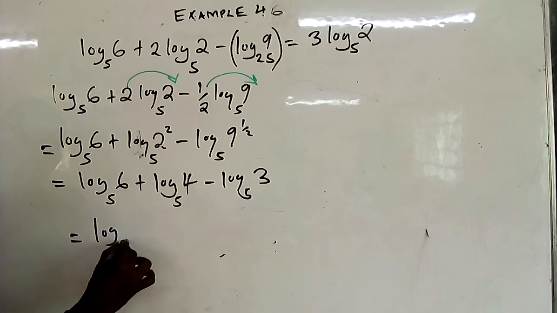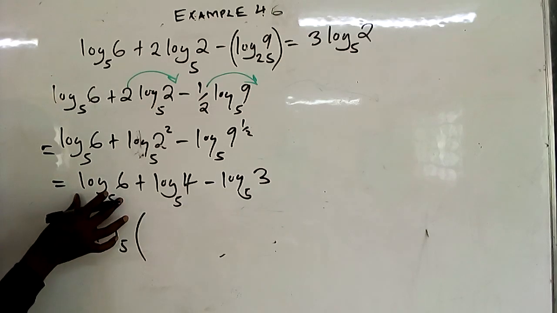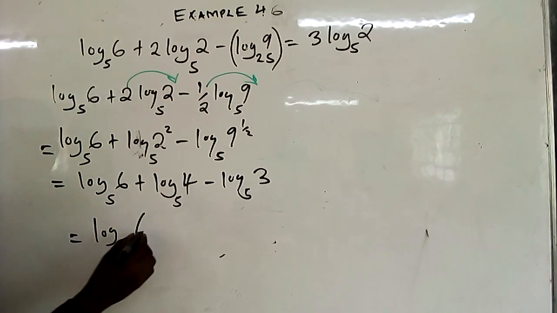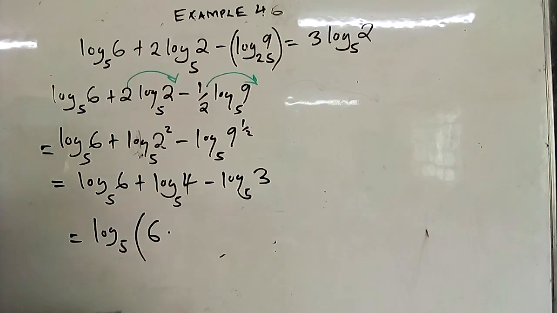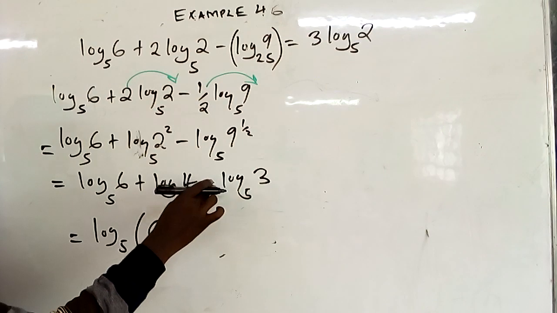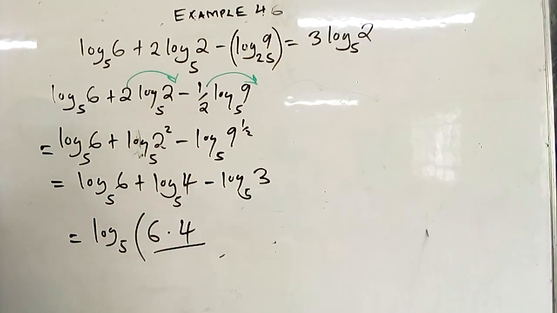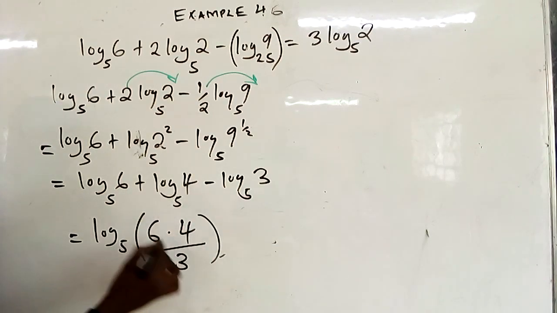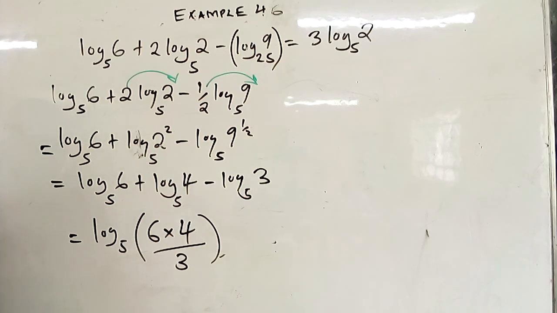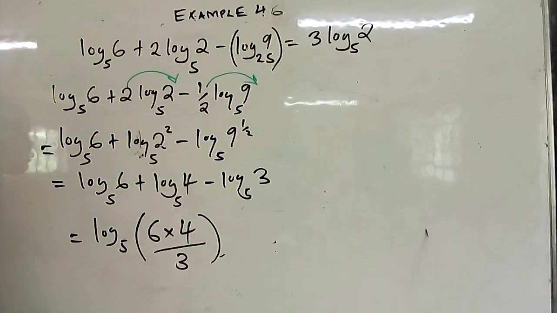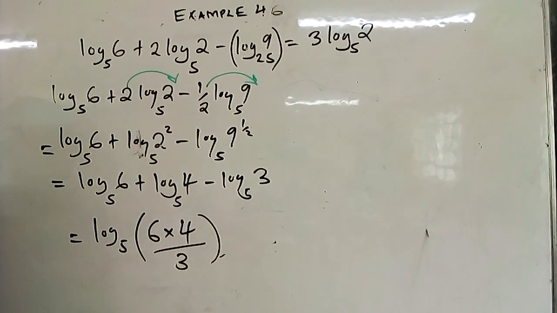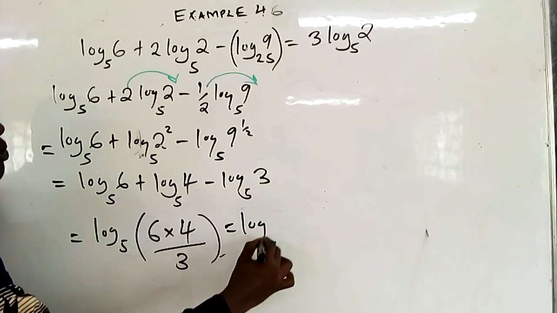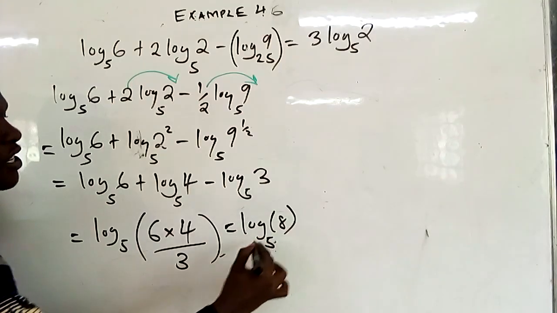See, we factorize out log to base 5, isn't it? If we remove out log to base 5, we have 6, addition changes to multiplication. So 6 times 4, then subtraction changes to division, divide by 3. So 6 times 4, let me just put that for you to not mistake with decimal point. So 6 times 4 divided by 3 is 8, isn't it? So it means we have log 8 to base 5.